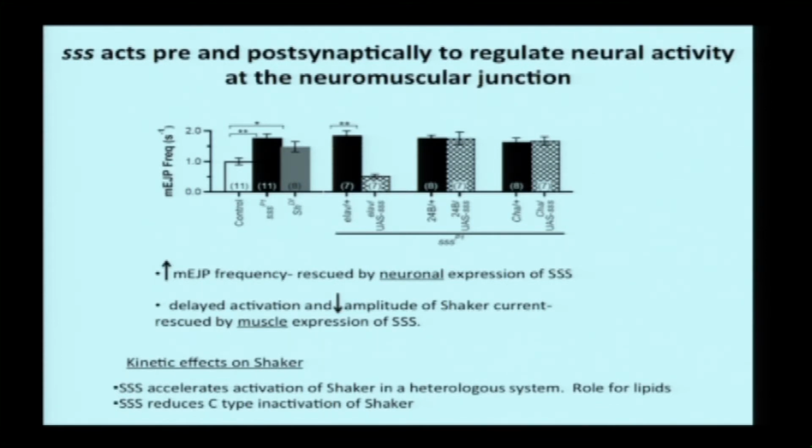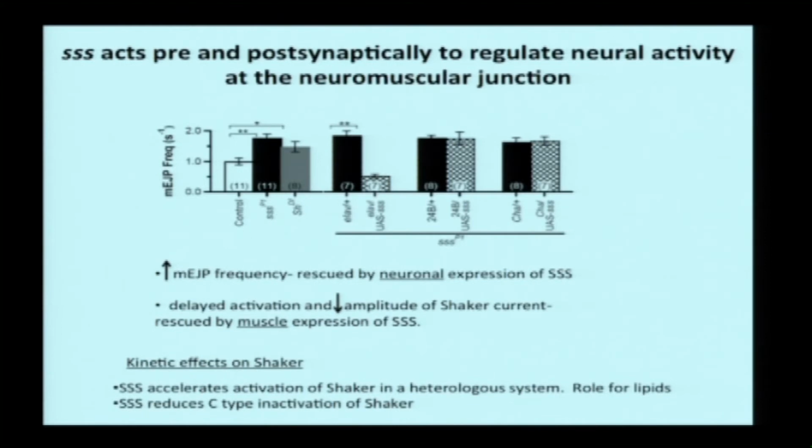And finally, we found through expression in heterologous systems as well as NMJ recordings that there are kinetic effects of sleepless on Shaker. So sleepless accelerates the activation of Shaker in the heterologous system. They both localize to lipid rafts, and the effect of sleepless on Shaker requires cholesterol. And finally, it reduces C-type inactivation of Shaker.